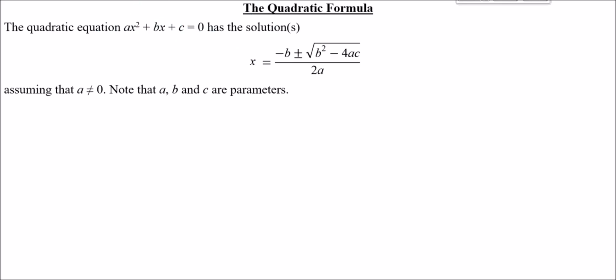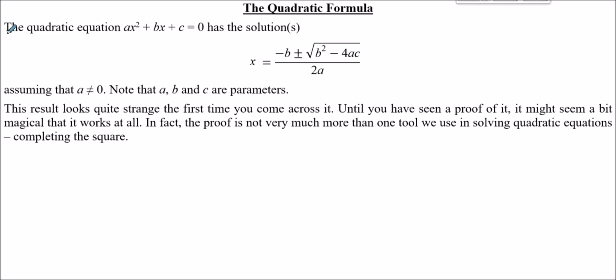So you will have seen this before. I'd struggle to believe you if you're doing A level and you've not seen this. So where on earth does this come from? It does look quite strange the first time you come across it. I was just shown it without any proof initially, and I was like, well, how does that make any sense? So until you've seen a proof of it, it does seem magical that it works at all. But actually the proof is relatively straightforward. It's not much more than just completing the square.